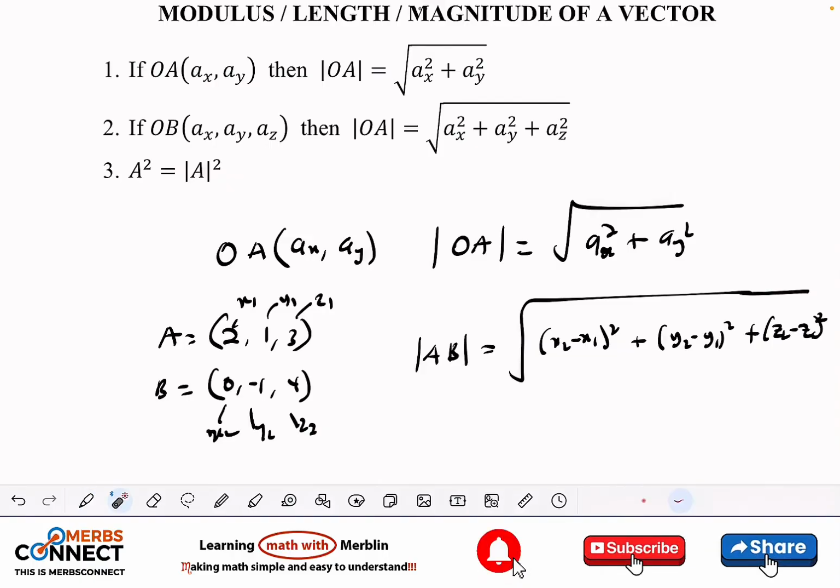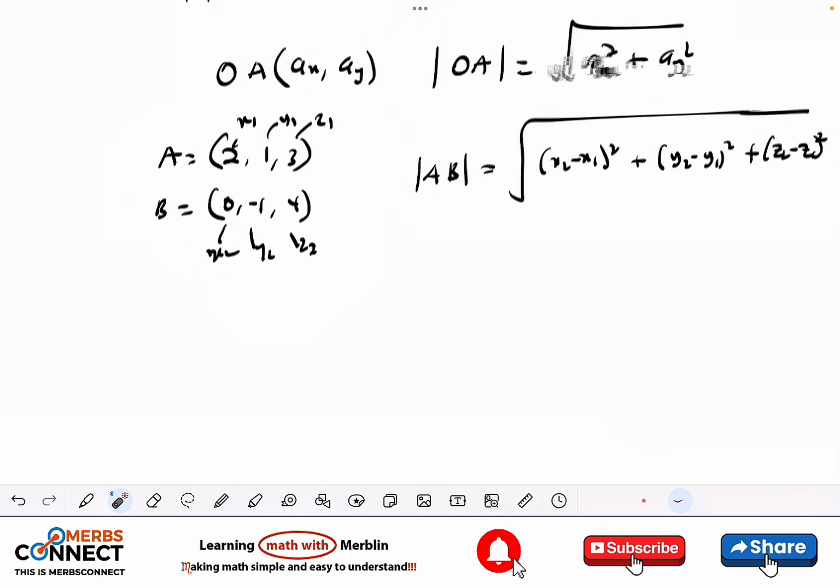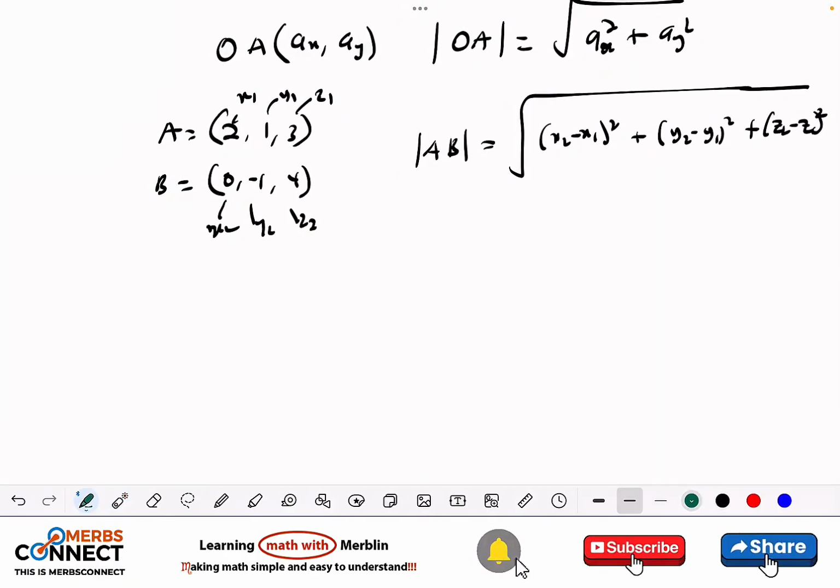So when you pick the point, the first one will be 0 minus 2 squared, plus -1 minus 1 squared, plus 4 minus 3 squared. Then you simplify. So that is when you have 2 points, so that you don't confuse yourself. And then one important thing is this. It's very, very important. We are going to use it.